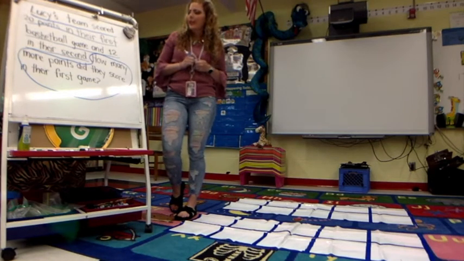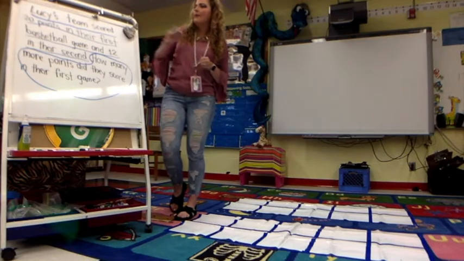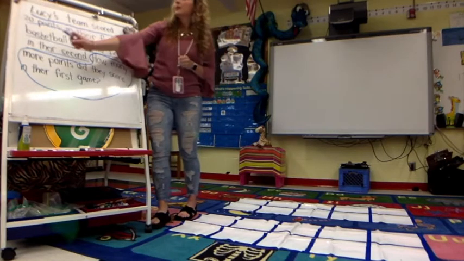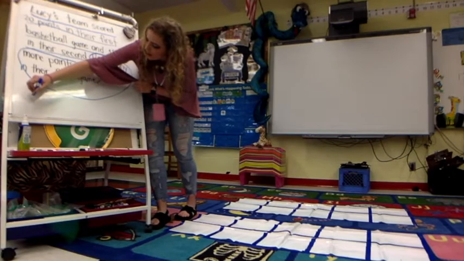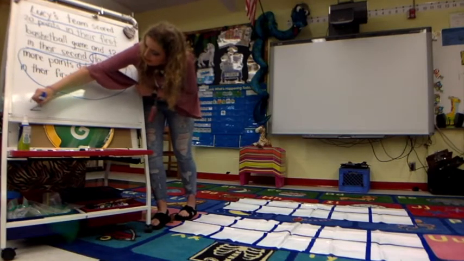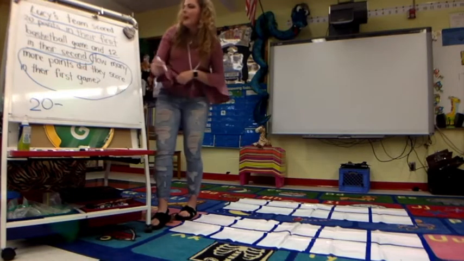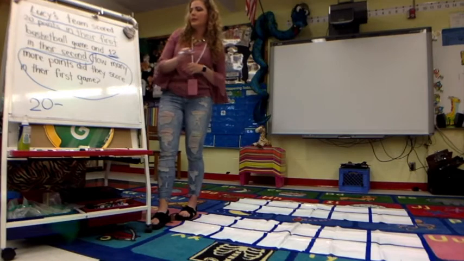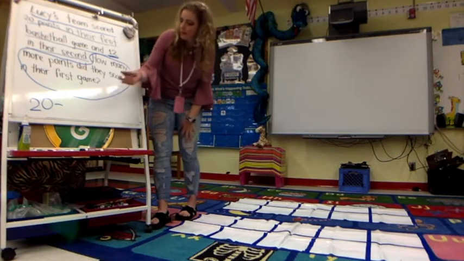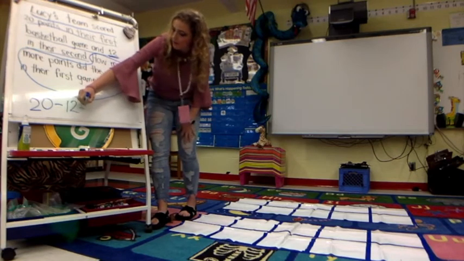If we're looking for how many more points they scored in the first game than the second game, then we need to look at how many points they scored first. So in the first game they scored 20, so we're going to write the number 20. And we're subtracting. And in the second game, we underlined that they scored 12 points. So our subtraction problem right now is 20 minus 12.